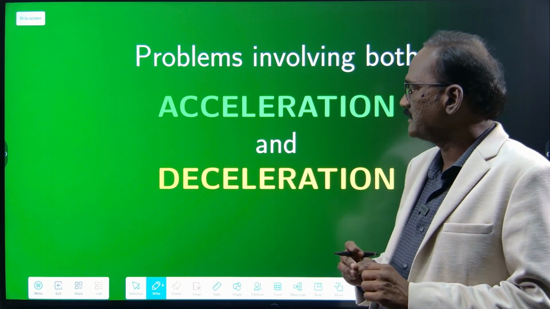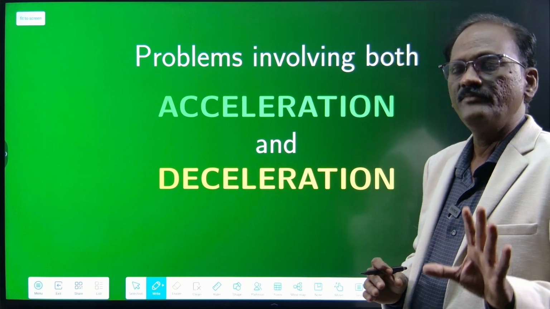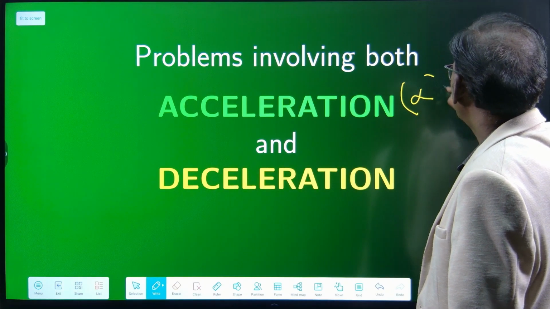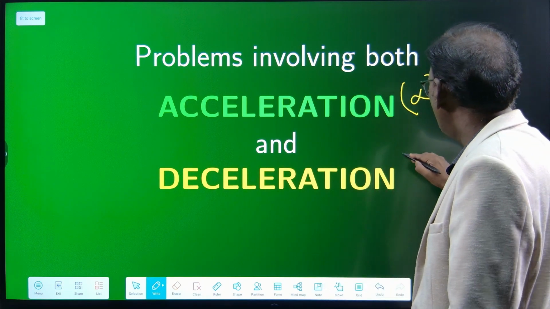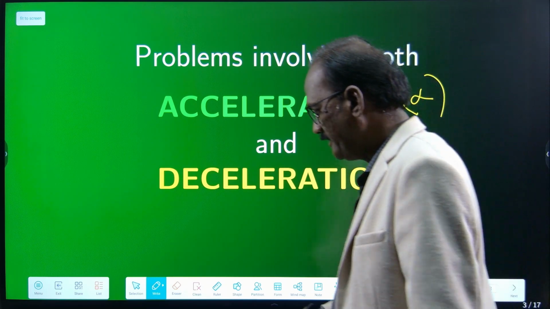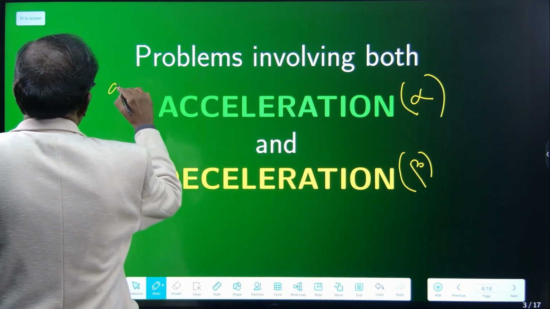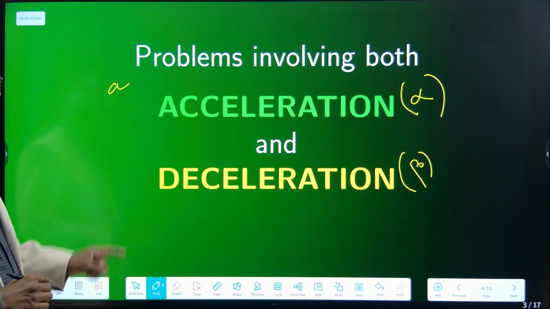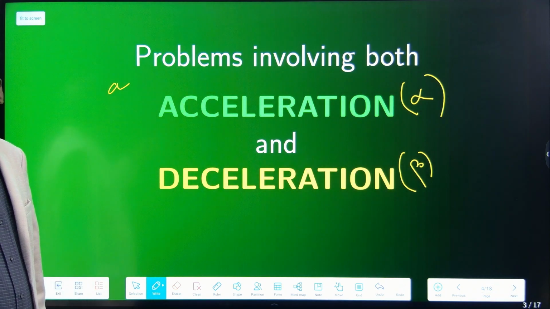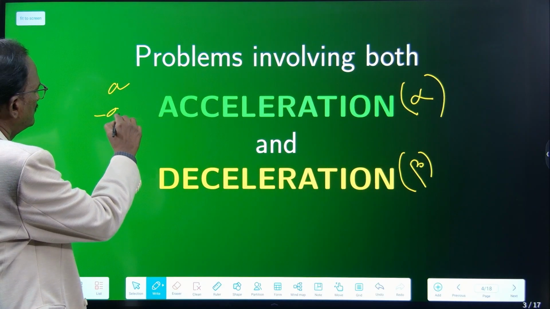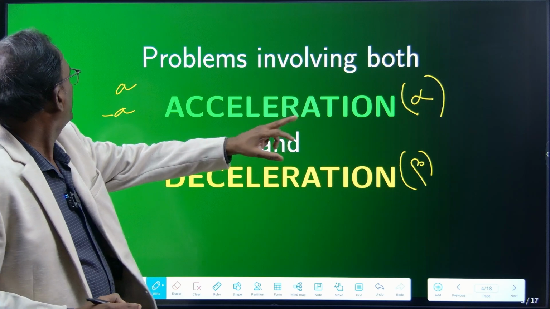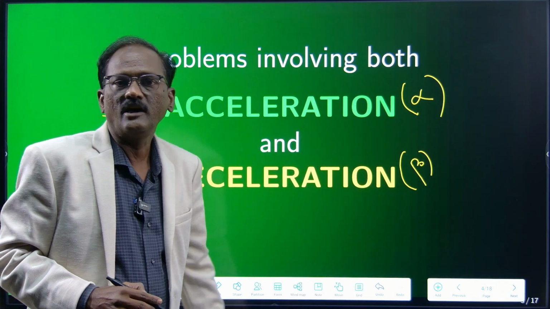If both acceleration and deceleration are given in the problem, what do we call them? Acceleration, let us use the letter alpha, and for deceleration let us use beta. We usually write acceleration using the letter a. If acceleration is given, we use a. If deceleration or retardation is given, we include the negative sign. But instead of using plus a and minus a, let me take two different symbols, alpha and beta.